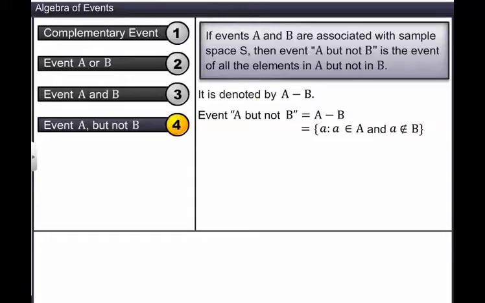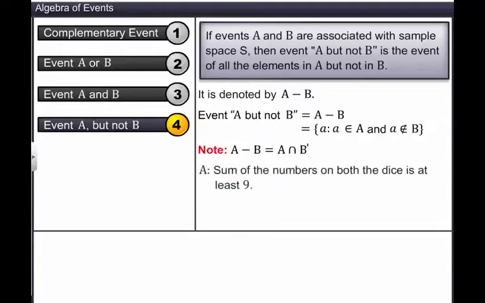Let's consider an experiment of throwing two dice simultaneously. Consider events A and B associated with the experiment. The outcomes of events A and B are obtained as shown. Now, event A but not B is the elements of A that are not present in B.